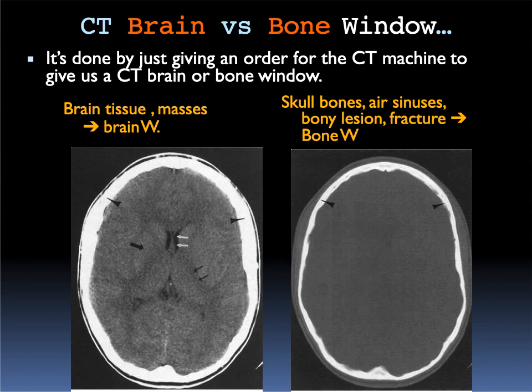Fractures, and also at the same time to detect the associated intracranial hemorrhage. So we just give an order to the CT machine. Within moments it will change to the other window. So for the brain tissue masses and any lesion inside, we will go for the brain window.